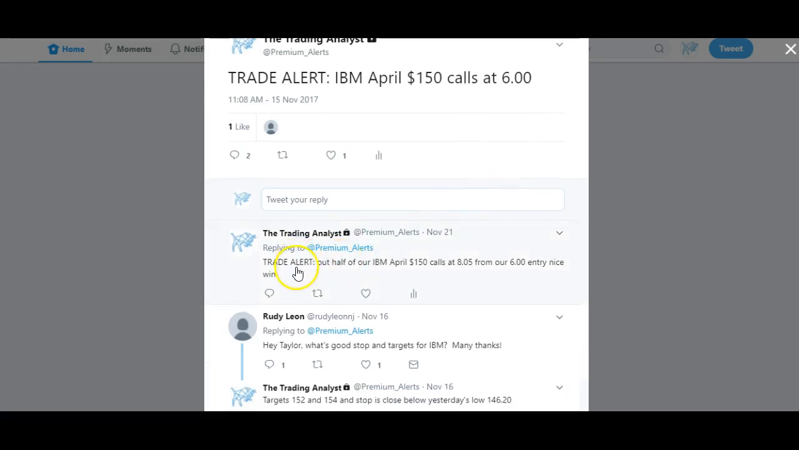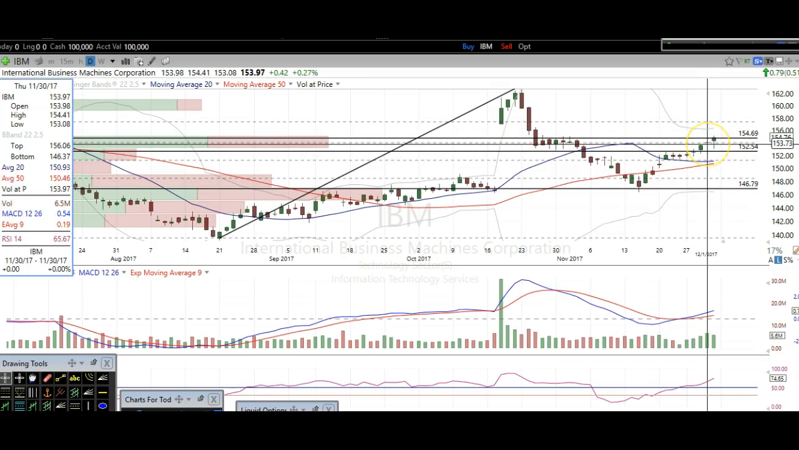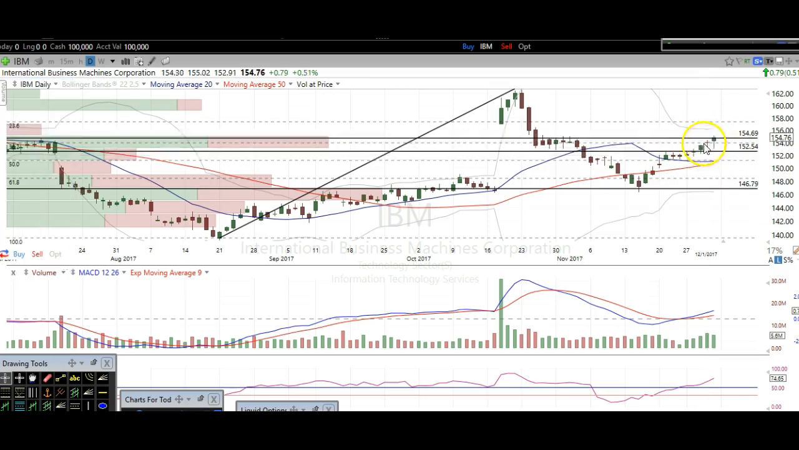So here's that alert on the 21st of November, which is just 6 days later. Out half of the IBM 150 calls at 8.05 from our $6 entry. And that's about a 33% win for us right there. Solid gains there. We held on to the other half of the position, and we were looking for about 154.50, and we got that on the high of this day right here, which was Thursday of this previous week.